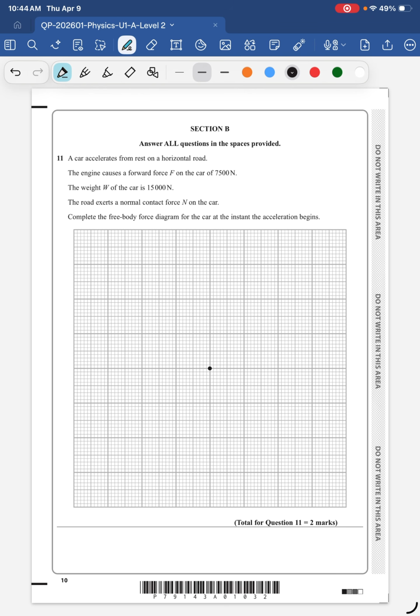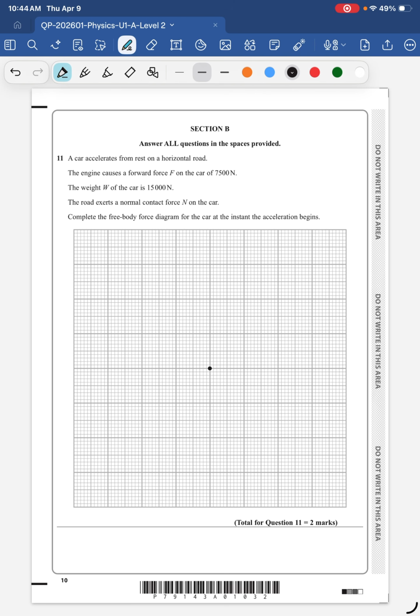Section B, question 11. A car accelerates from rest on a horizontal road. The engine causes a forward force on the car of 7,500 newtons. The weight of the car is 15,000 newtons. The road exerts a normal force N on the car. Complete the free body force diagram for the car at the instant the acceleration begins.